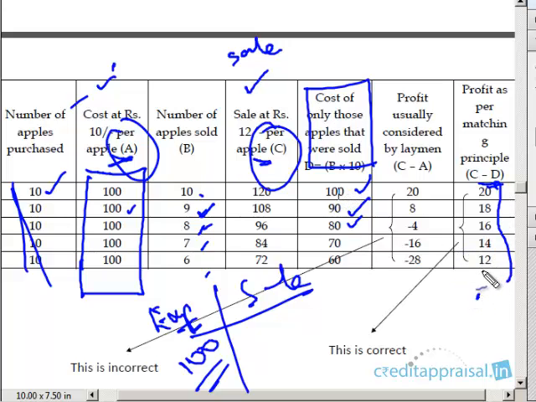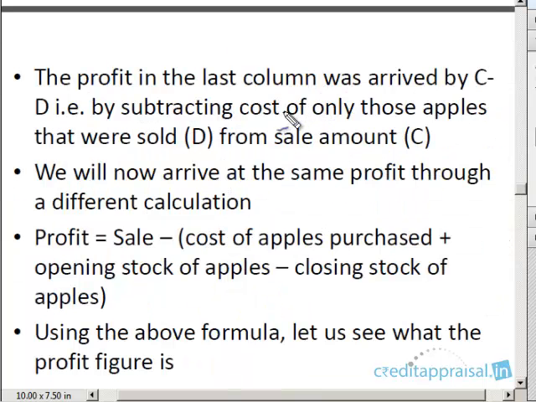This is the profit arrived as per the matching principle, and this is the correct profit, right? So the profit in the last column in the table was arrived by subtracting the cost of only those apples that were sold from the sale amount, right? So we'll now arrive at the same profit through a slightly different calculation. I will tell you later why we are doing this.